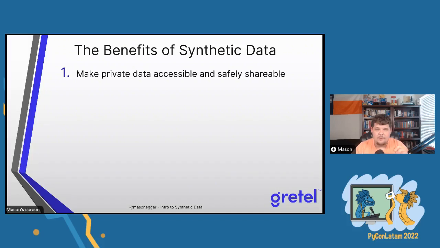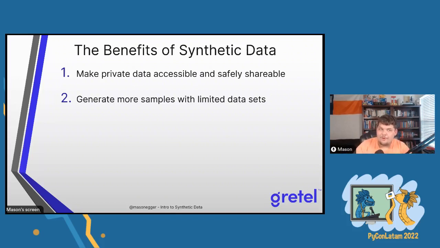This is a big one. Sharing data is very difficult right now. And if we could share data without the worry of leaking information, imagine what we could do. Generating more samples with limited data, where you just don't have enough, and creating more that is equivalent to what you have. And then reducing bias in machine learning data sets.